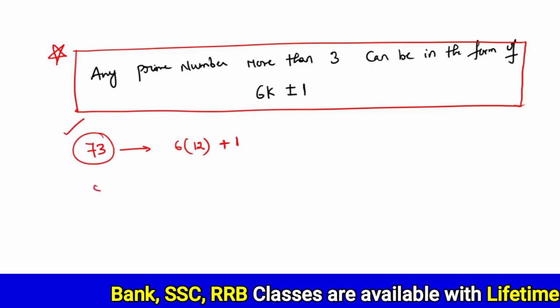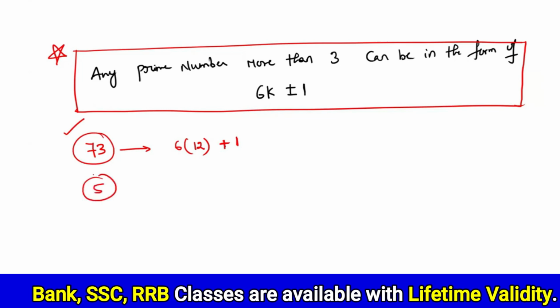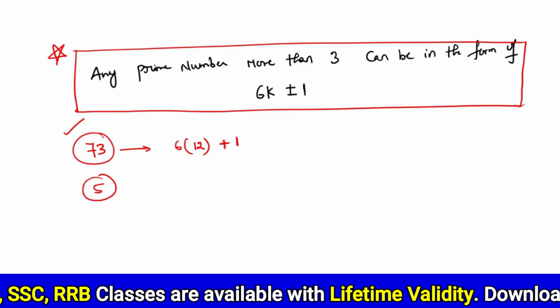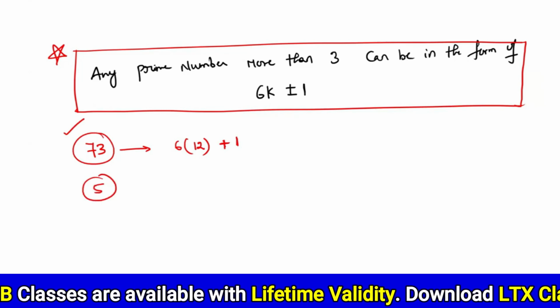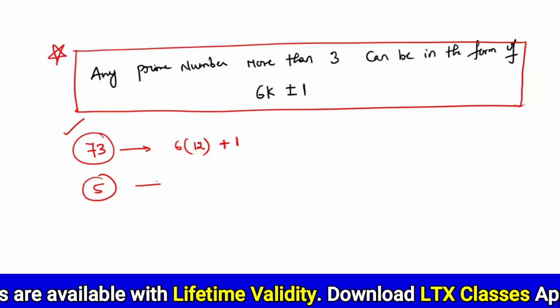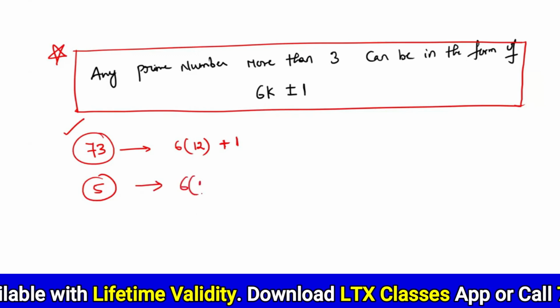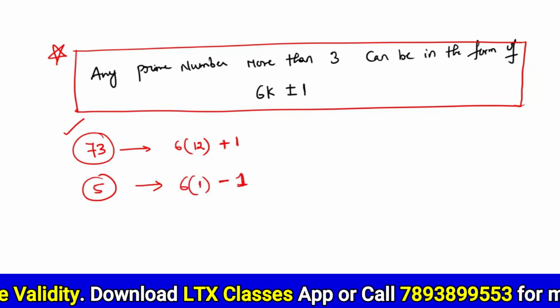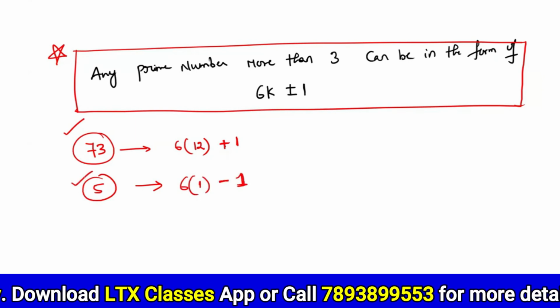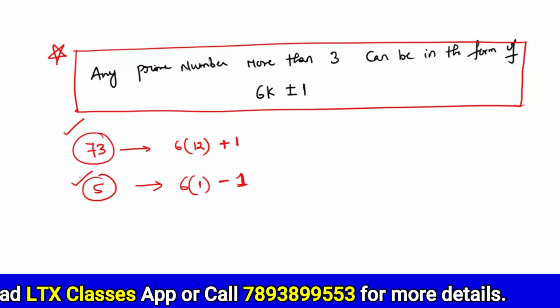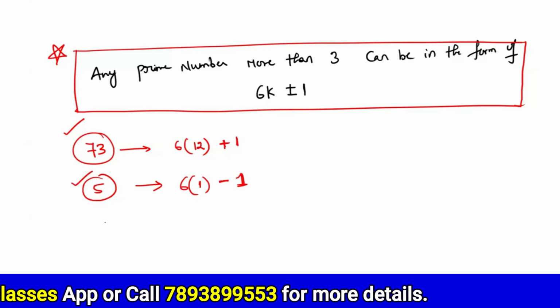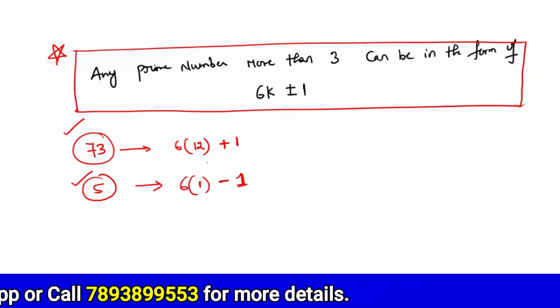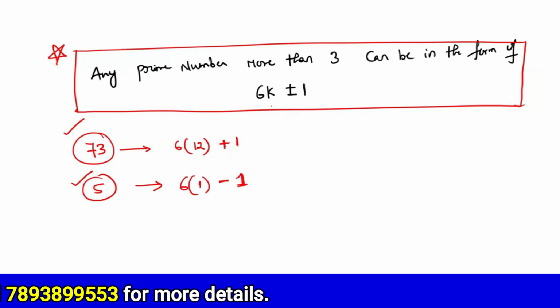Or else take one more example, a small number, that is 5. Regarding 5, this can be written as 6 times 1 minus 1. So again this is a prime number. Like this, any prime number you take can be represented in the form of 6k plus 1 or 6k minus 1.